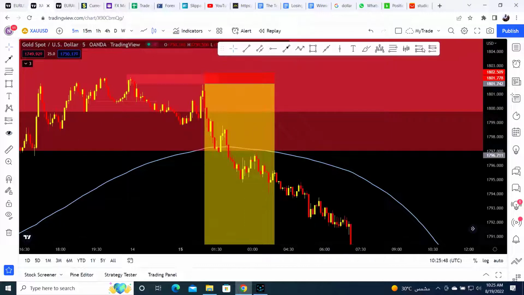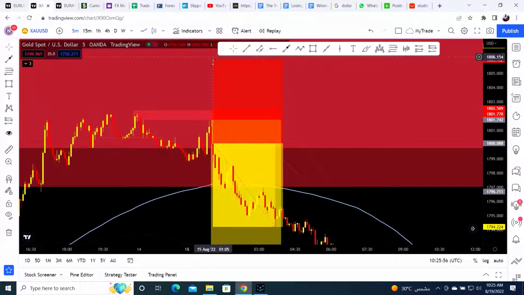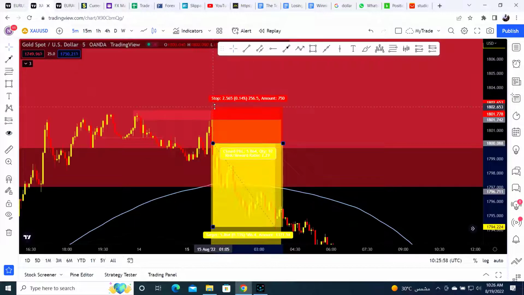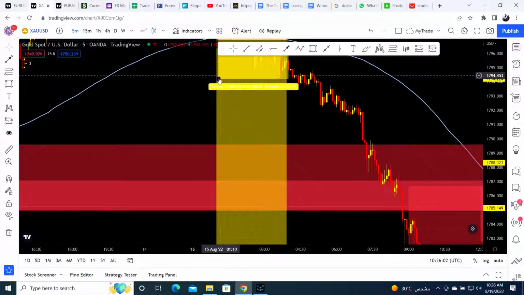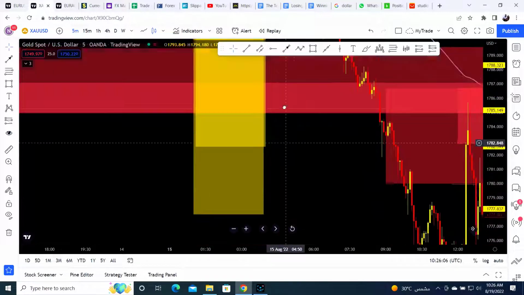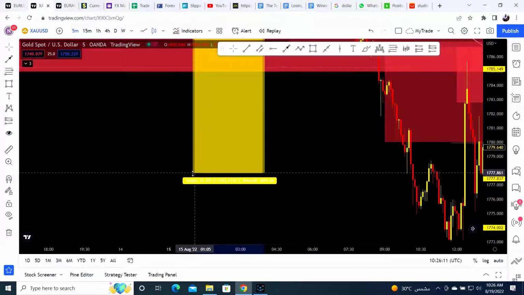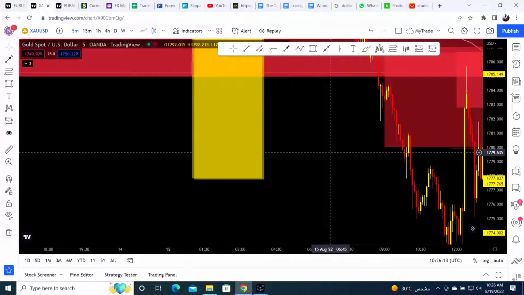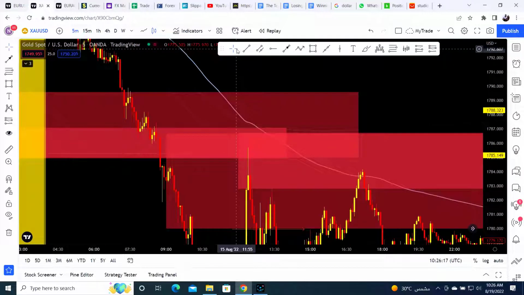After getting the zone, you can even wait for this bearish candle to form. Then you enter here. Then your stop loss will also be at the top here. Then the same thing, you TP when price gets into the band like this. So that's the first nice entry on that.